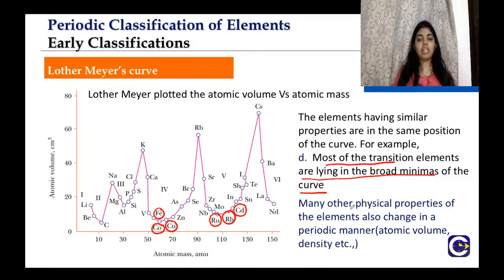Many other physical properties of the elements also change in a periodic manner, such as atomic volume and density. Here you can say that alkali metals will not have the same density or atomic volume, but they will follow a general order. That means, let us say the atomic volume is increasing, it will not happen that there is a certain decrease. So either an increase or decrease trend will be followed, or they will have the same or identical property.